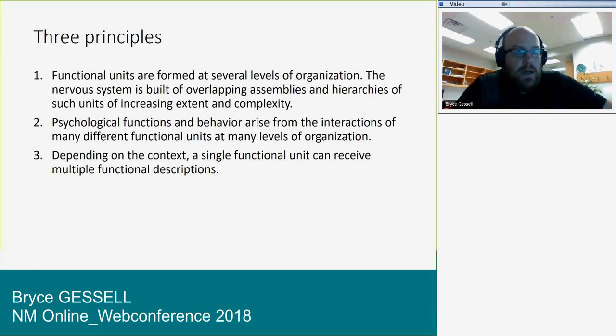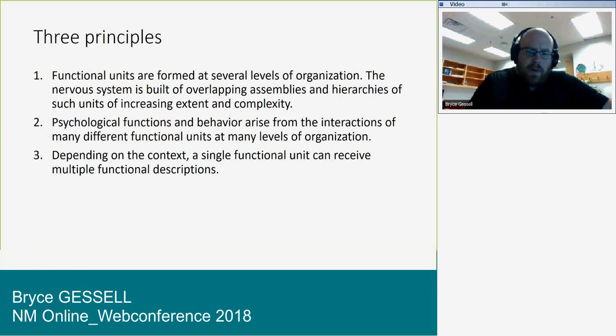Second principle: the psychological functions and behavior arise from the interactions of many different functional units at many levels of organization. In other words, I like to put it this way, there's no skeleton key to the brain. There's no one single functional unit whose stereotyped application across the brain is going to uncover for us what's going on in cognition, especially in behavior. And then the third principle: depending on the context, a single functional unit can receive multiple functional descriptions.